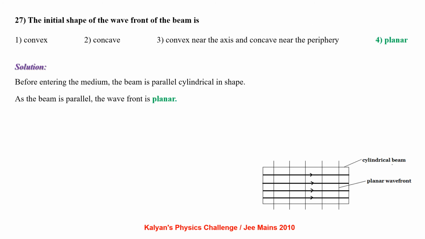The initial shape of the wavefront of the beam is, as we know, before entering the medium, the beam is a parallel cylindrical in shape. So for a parallel beam of light, the wavefronts also are parallel to each other and they are planar in shape. So the correct option is fourth.